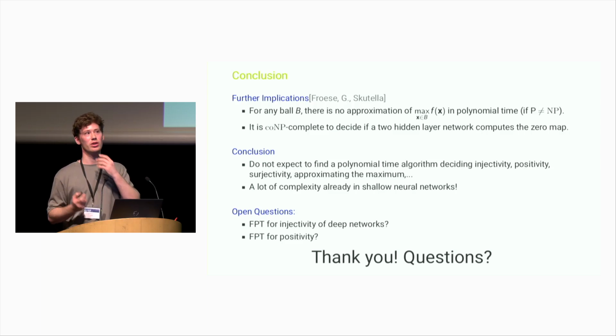What matters are the weights. So the weights should be rational, and the weights are part of the input. So the weights are rational, and the encoding size is part of the input.